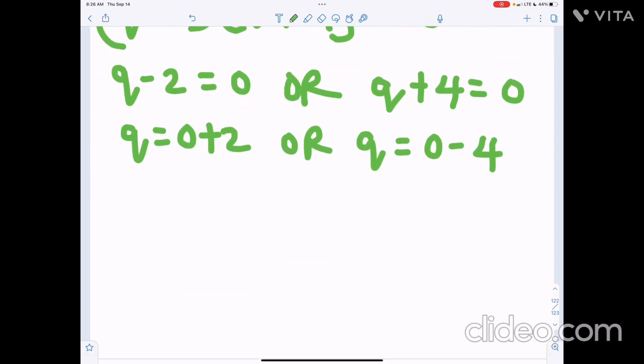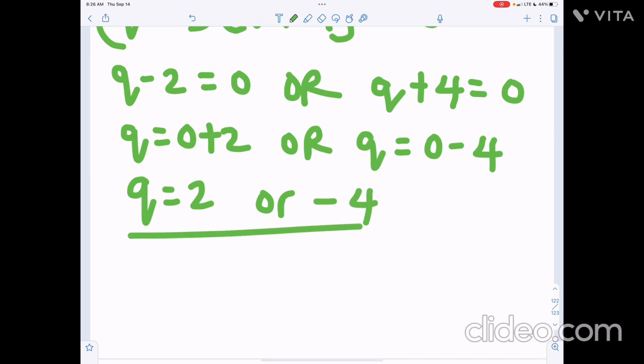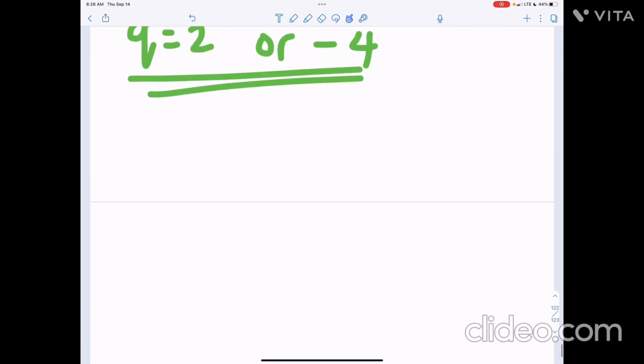What does that give you? That gives you q is 2, or minus 4. So take note of that. Number 10.